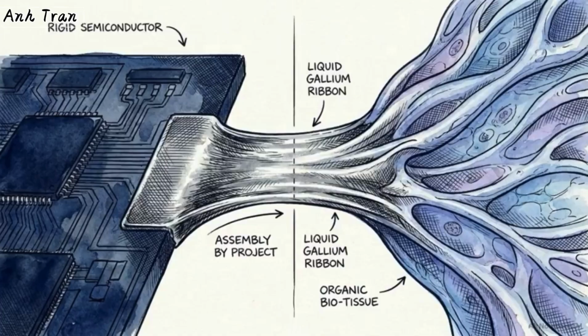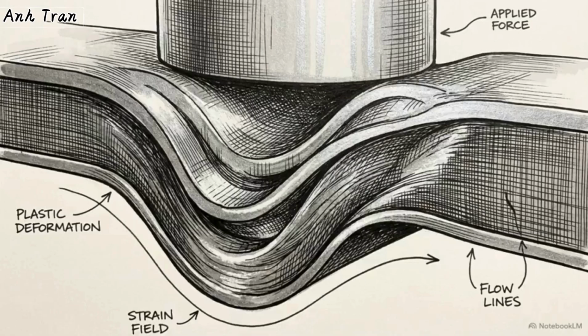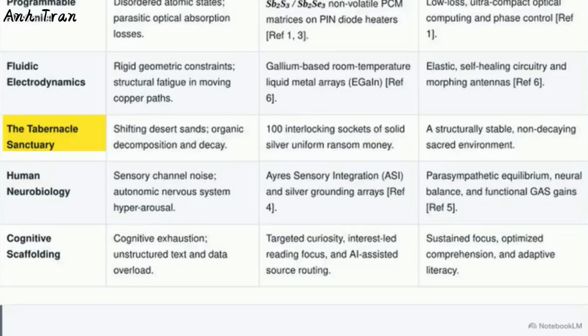The systemic output is a highly elastic conductor that bridges the mechanical gap between stiff semiconductors and pliable environments. In solid-state physics, a fluidic interface manages mechanical wear by adapting to physical stress rather than resisting it. In the third row, the matrix maps onto macro-architectural and biological systems.